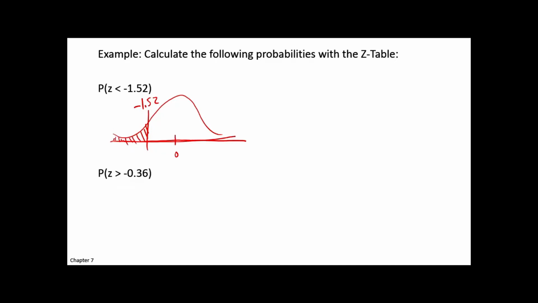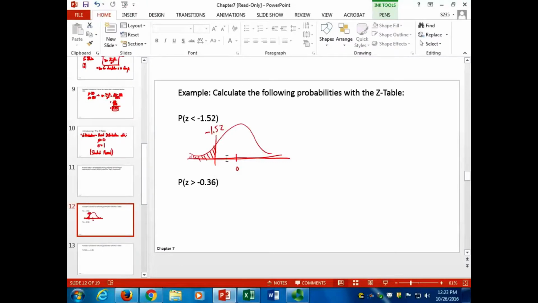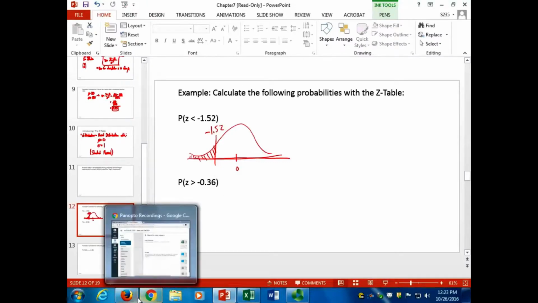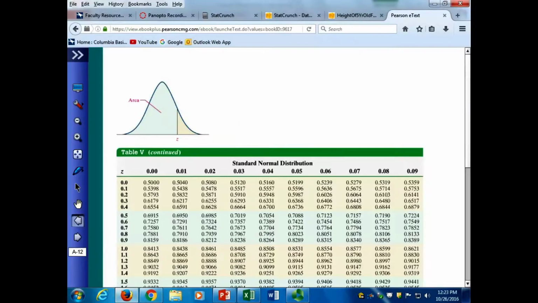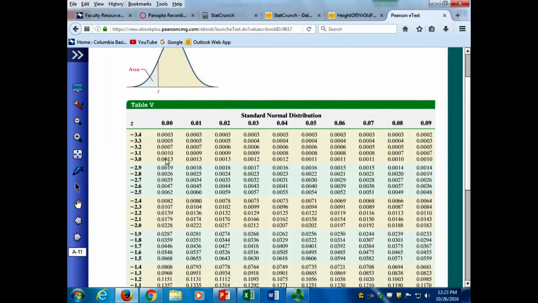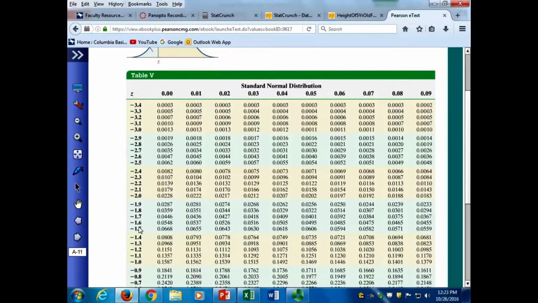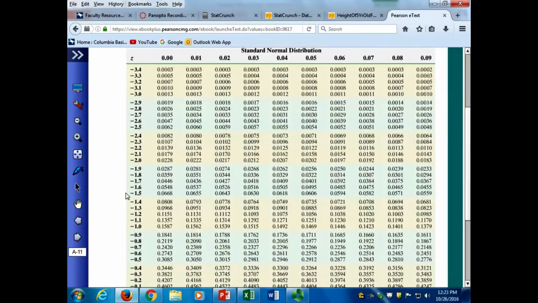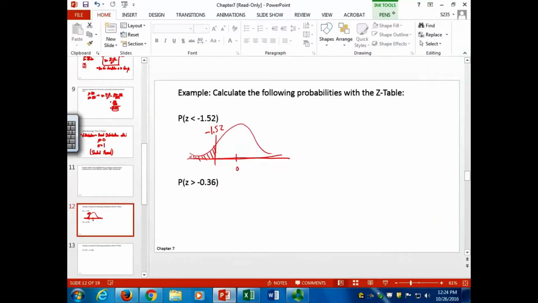Okay. That's what we're looking for. So we go to our table. It's a negative Z-score, so I need to be on the negative side of the table. I go down to negative 1.5 on the columns, so then this would be negative 1.50, 1.51, 1.52. And this is what I'm looking for. I don't know if you can read it or not, but it says 0.0643. So that would be the answer for that one.